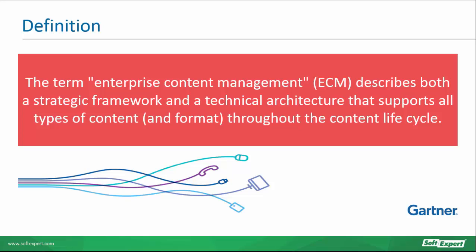The term Enterprise Content Management, according to Gartner Institute, describes both a strategic framework and a technical architecture that supports all types of content and formats throughout the content lifecycle. As a strategic framework, ECM can help enterprises take control of their content. It can contribute to initiatives around transactional processes, compliance, and record management, as well as sharing and collaborating around content and documents. And as technical architecture, ECM can be delivered either as a suite of products integrated at the content or interface level, or as a number of separate products that share a common architecture.